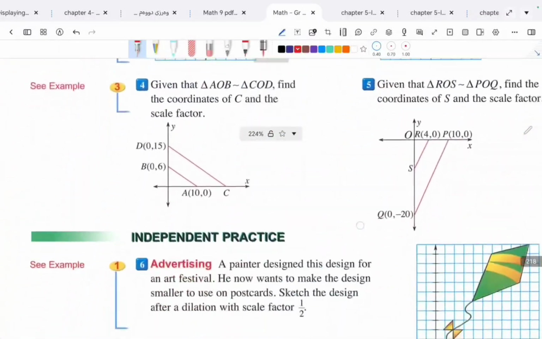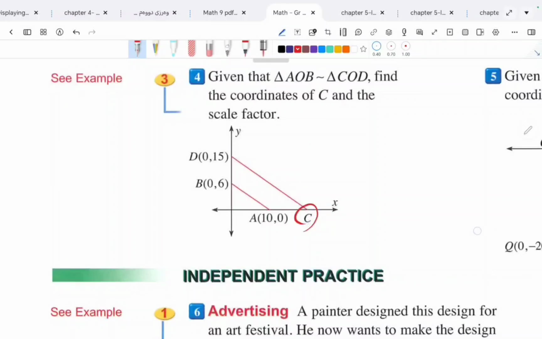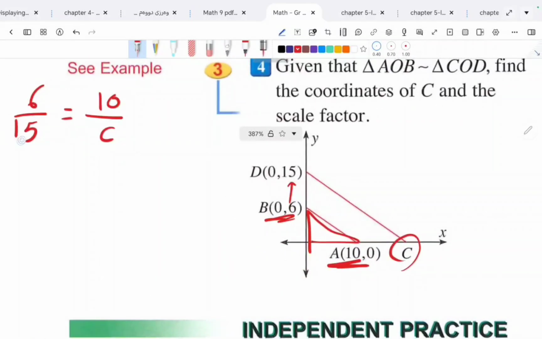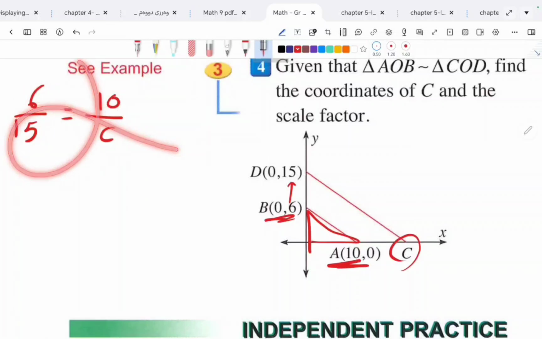Okay, another example. The coordinate of C is missing. How to find it? We will say 6 out of 15, or you can say 15 out of 6. 6 out of 15 equals, because I start with this triangle, 10 out of C. Can I simplify between 10 and 15? Pay attention. No, it's a very big mistake. Please, you cannot do this.